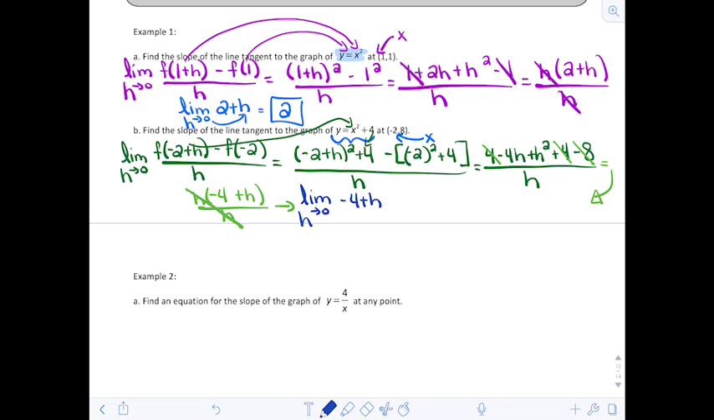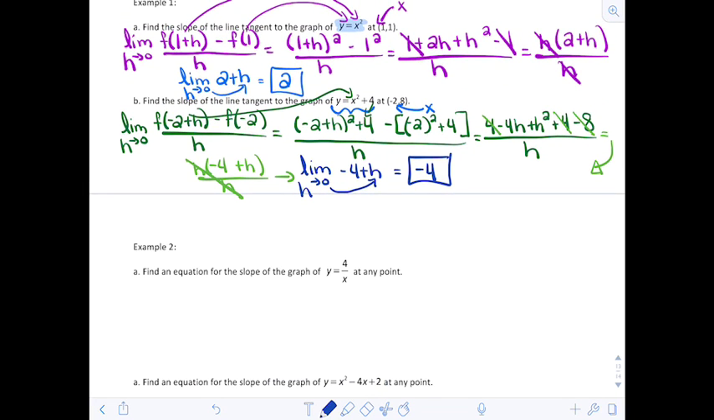It's no longer an indeterminate form. I can now evaluate this limit as h approaches 0, and by substituting in 0, it would just be negative 4. So the limit as h approaches 0 is negative 4.